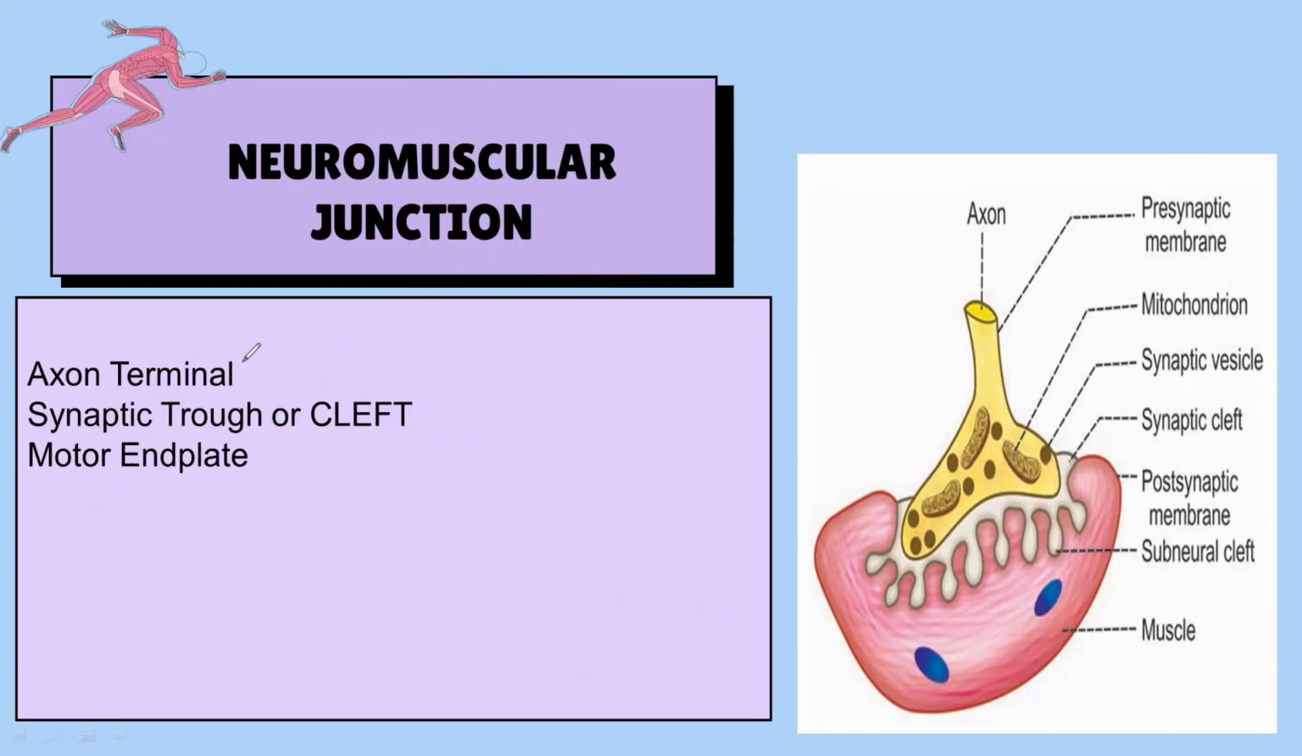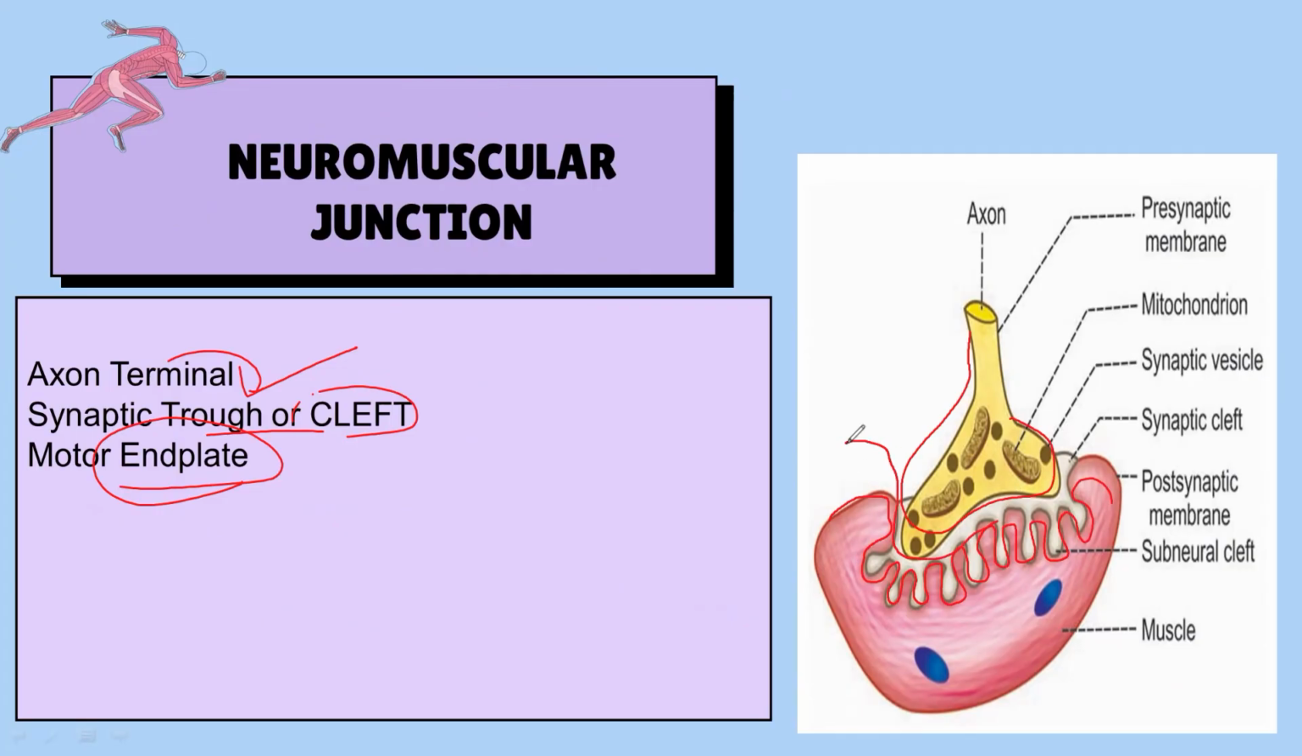Now come to the various structures involved in neuromuscular junction. The axon terminals, a synaptic trough or cleft, and the motor end plate. This one is the axon terminal. This one is a motor end plate. So basically, motor end plate is a modified membrane of muscle cell.